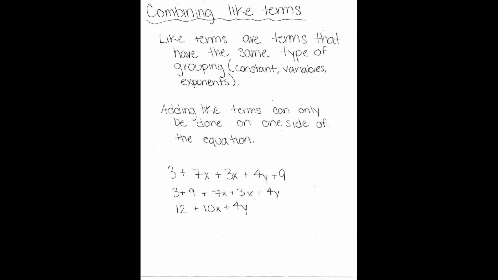So below we have an expression that states 3 plus 7x plus 3x plus 4y plus 9. I've rearranged this expression so all of my like terms are next to each other so it is easier to see how we simplified. I have reordered this expression to say 3 plus 9 plus 7x plus 3x plus 4y. Once we combine like terms, we can simplify this expression to 12 plus 10x plus 4y. It can no longer be simplified any further than this because all of our like terms are combined.